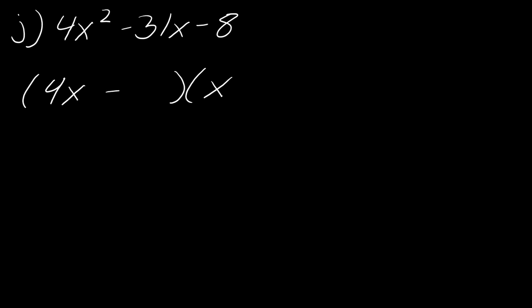So specifically, here's what I'm going to do. Let's see. I've got to think about this for a second. Okay, so I want to get really close to the 31. So what I want is I want this 4 to bounce off of the 8. So I'm going to put a minus 8 here so that I get to negative 32, okay? And then on this side, I'm going to have a plus 1.